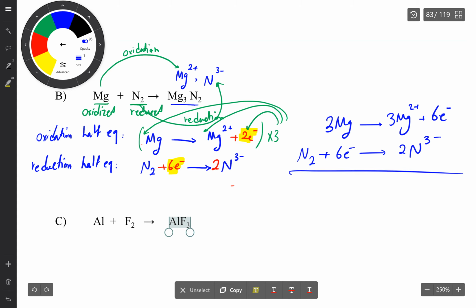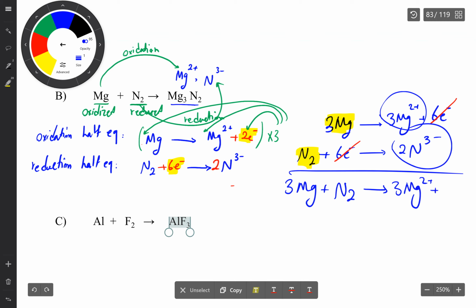Now I am allowed to add these two half equations. The 6 electrons which are lost in oxidation are gained in the reduction half equation, and then they cancel out each other. So now at the left side I have 3 magnesium and 1 nitrogen. So I have 3 Mg plus N2, and on the other side I have 3 Mg2+ ions and 2 N3- ions. Okay.